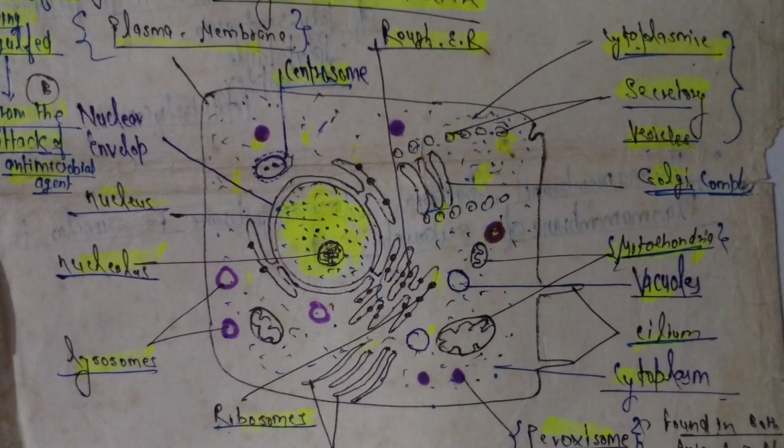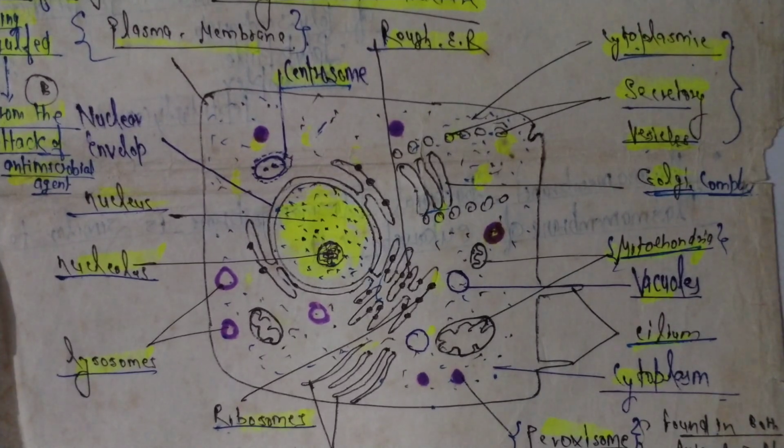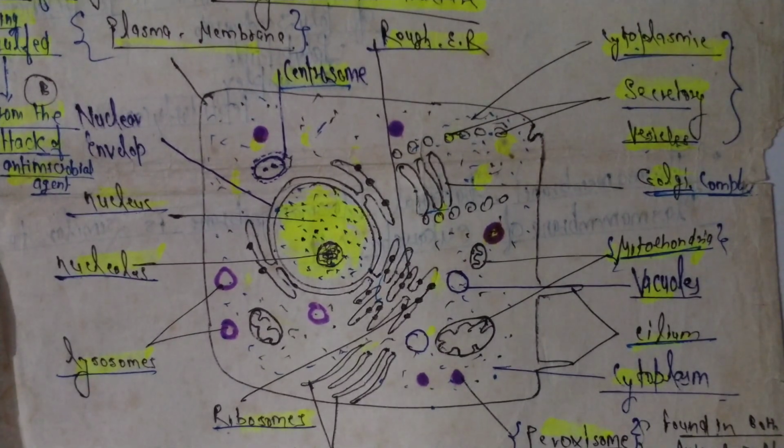Today in this video lecture, I would like to discuss the structure of the eukaryotic cell. As the name indicates, eukaryotic cell: eu means good and karyon means nucleus. A eukaryotic cell is a kind of cell in which the nucleus is fully developed. Eu means good, karyon means nucleus, that is, good nucleus.